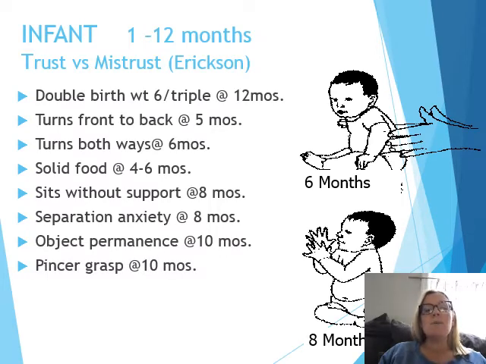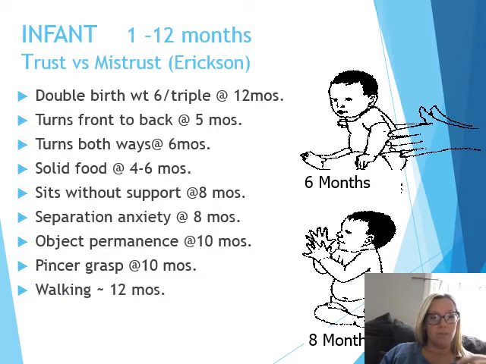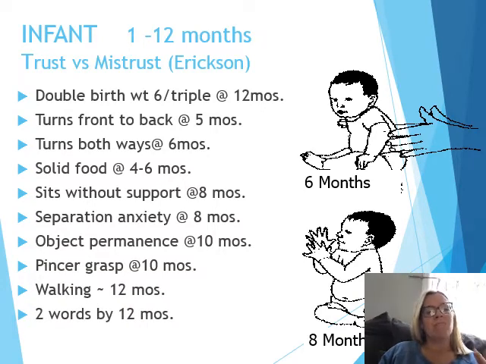They're going to develop the pincer grasp at 10 months as well. So this is where they can start to eat with their forefinger and their thumb. They can pick up foods like Cheerios or raisins and start to feed themselves. And then walking at 12 months also. And 2 words. So they should have, by 12 months, 2 words in their vocabulary. And usually it's mama, dada.